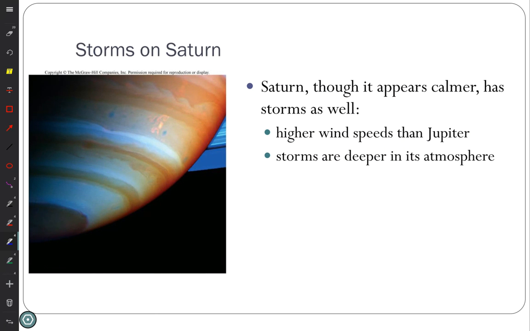Saturn also has belt zone circulation patterns. It also has cyclonic storms. Everything's pretty much the same, but it's harder for us to see it with Saturn. With Saturn, the storms are deeper in the atmosphere, and so we don't see them as much, but they're there. And Saturn actually has higher wind speeds than Jupiter. It's smaller than Jupiter, but it has higher wind speeds.